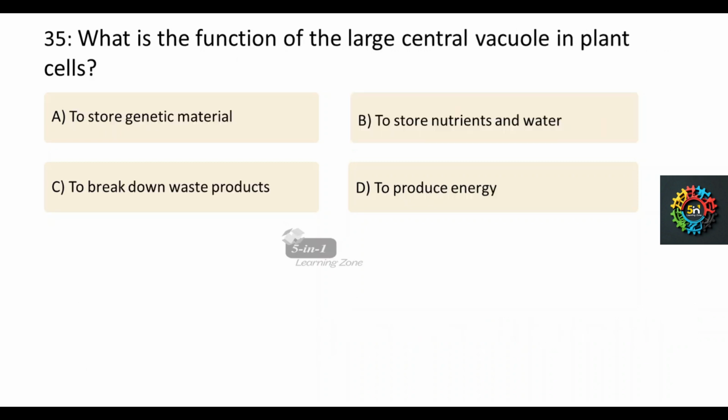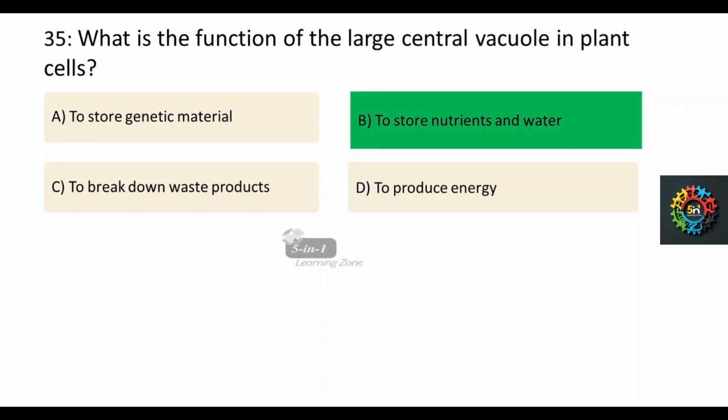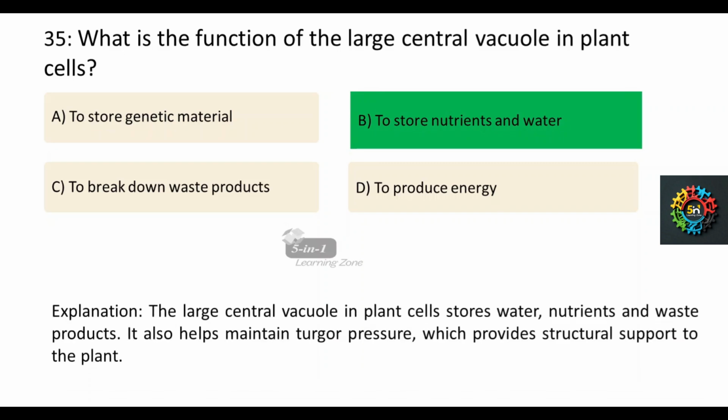35. What is the function of the large central vacuole in plant cells? Answer. B. To store nutrients and water. Explanation. The large central vacuole in plant cells stores water, nutrients, and waste products. It also helps maintain turgor pressure, which provides structural support to the plant.